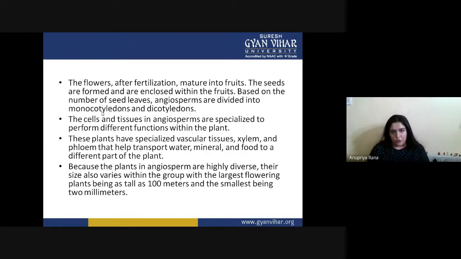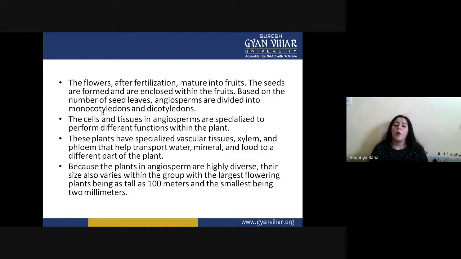The next character we show here is that the flowers, after fertilization, mature into fruit. So these flowers, which we are referring to as female or male flowers, after the fertilization process happens, as you can see in sexual reproduction, are going to mature into fruits. Fruit formation is also an essential part of angiospermic plants.